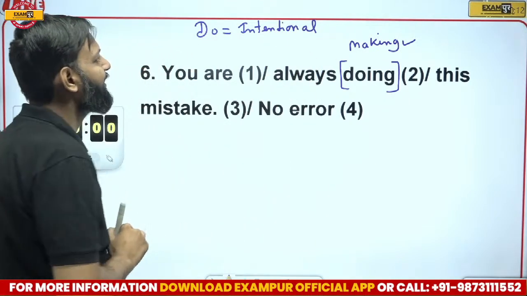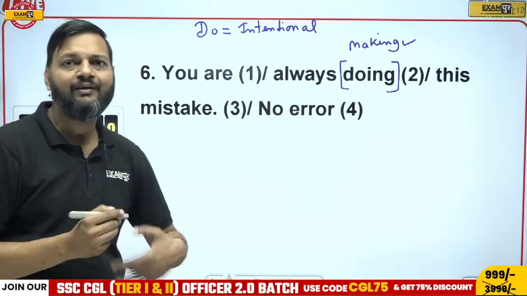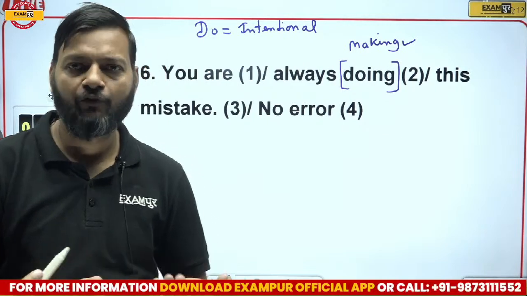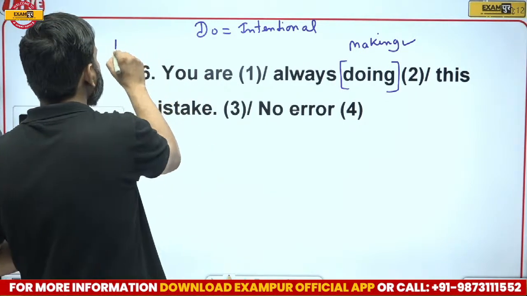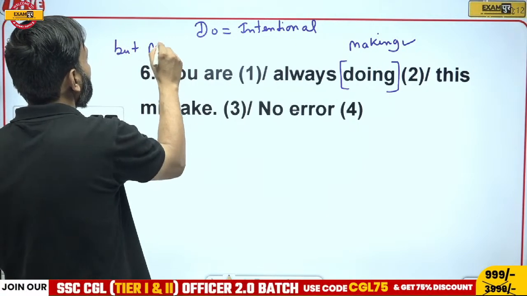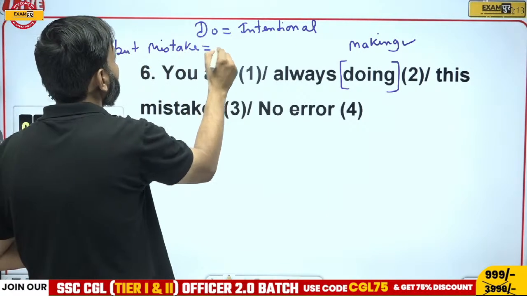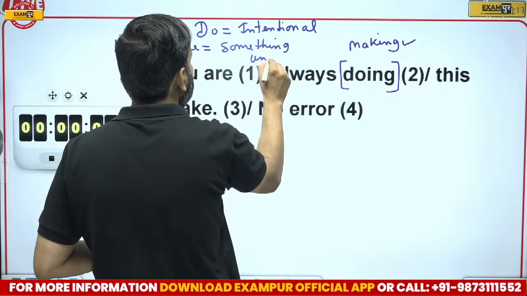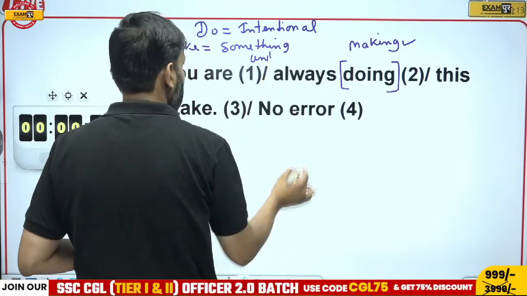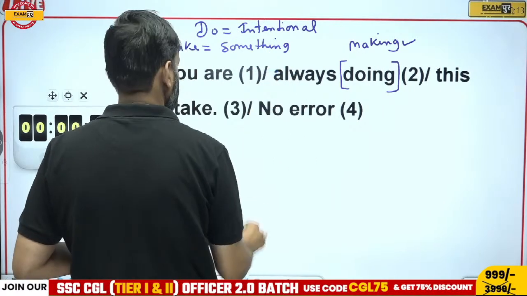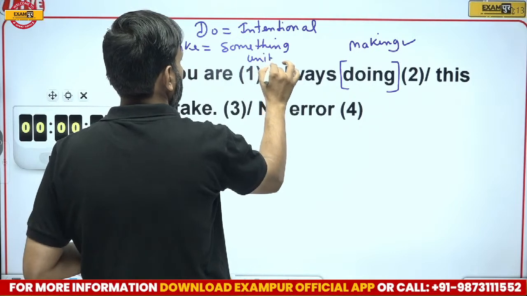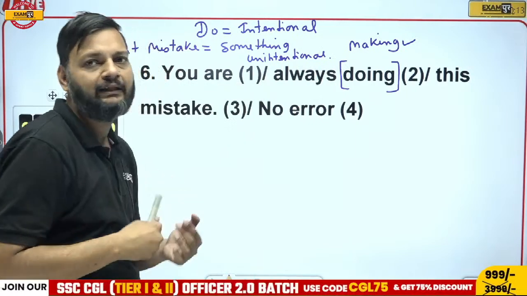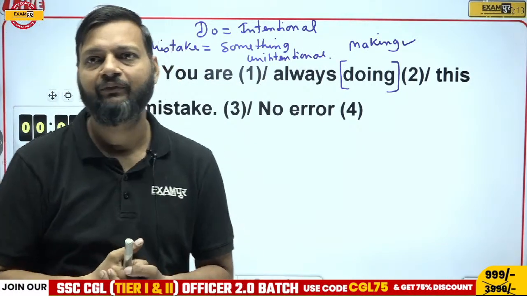Do is something intentional. When we do something intentionally, we use the word do. But mistake is something unintentional. That's why we should not use do with mistake. We use make.